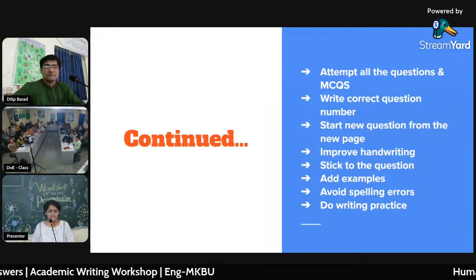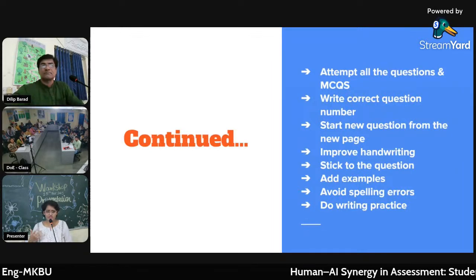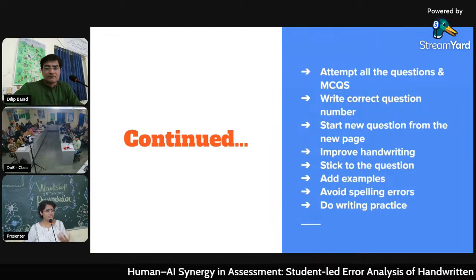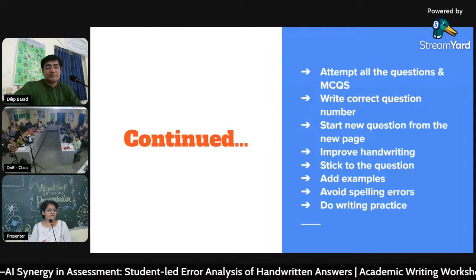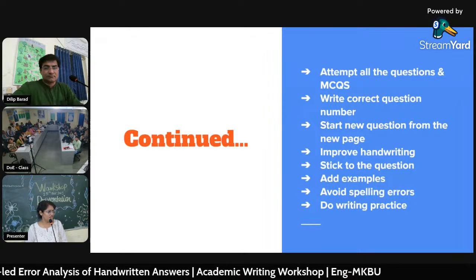These things have already been highlighted, so I'm not going to repeat them. Attempt all answers, write the correct question number. Sometimes even the basic things are incorrectly written by you, so just work on it a little bit. At least the factual information of the text should be clear.